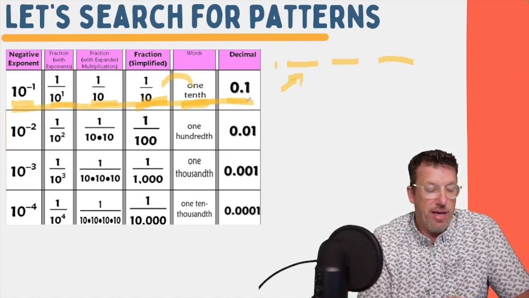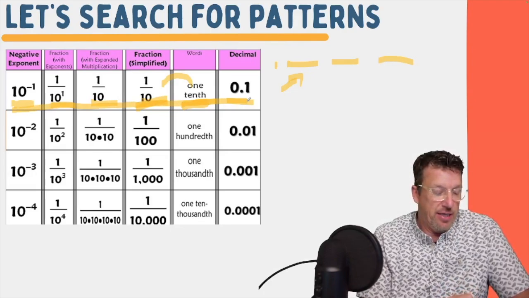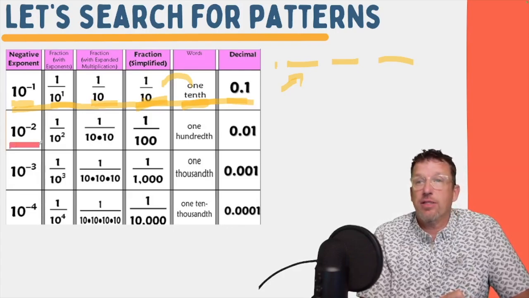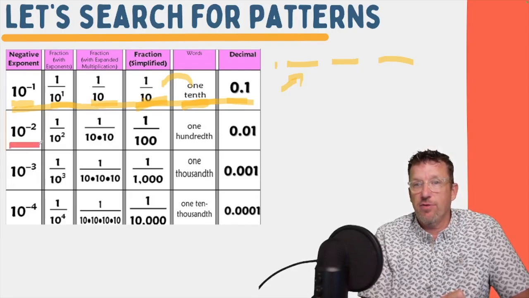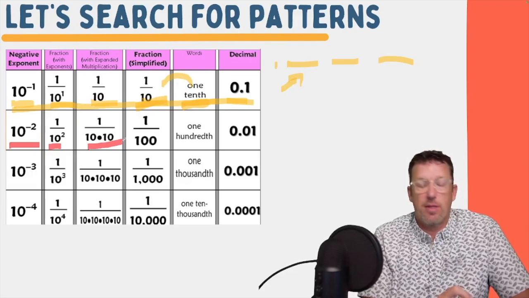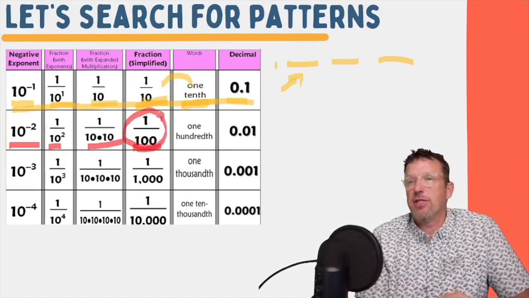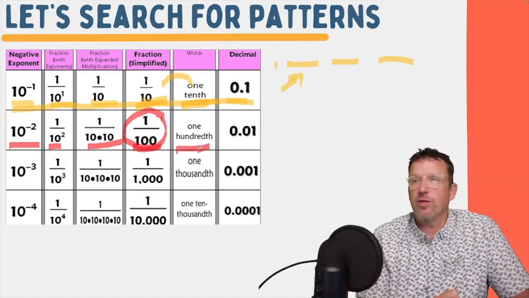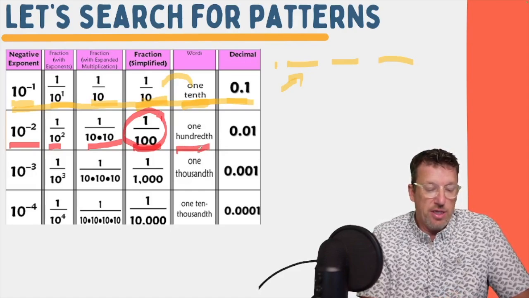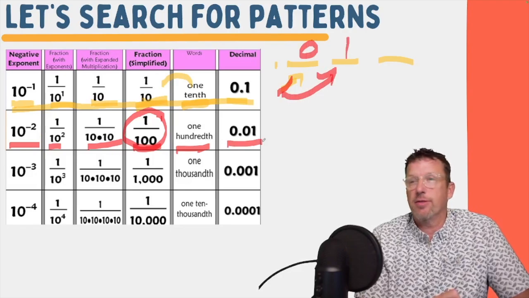Okay, we're looking for patterns, right? Now we have 10 to the negative second. That tells us we're going to take the reciprocal first, flipping 10 over to 1/10. That's what the negative does for us. Then we take the 10 now on the bottom and multiply by itself twice. 10 times 10 is 100. How do we say that fraction? 1/100th. That helps tell us where the decimal is going to go. The first place is tenths, the second place is hundredths. That's where our 1 goes. So now we have 0.01.